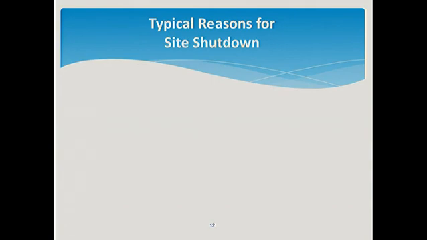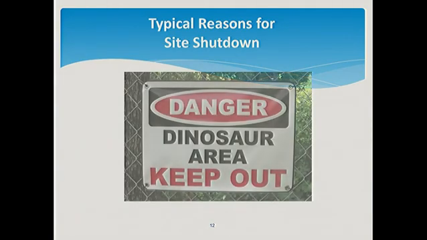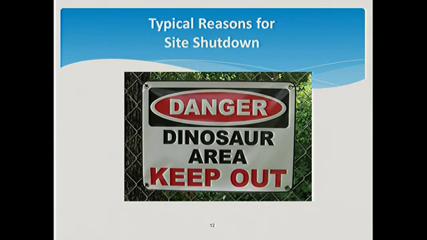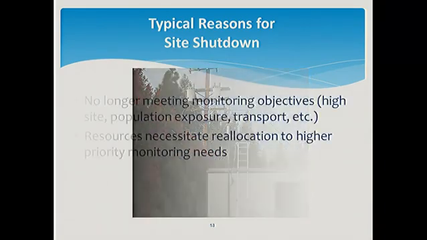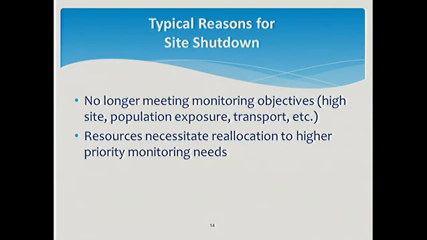Typical reasons for site shutdowns. We've had issues of safety, like a dinosaur crossing area, or where buildings become extremely unsafe for you to access for the monitoring equipment. Of course, we've heard about the trees growing. Or you can just lose your lease, which is becoming a really common problem we're dealing with recently.